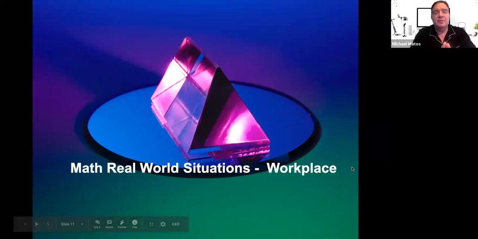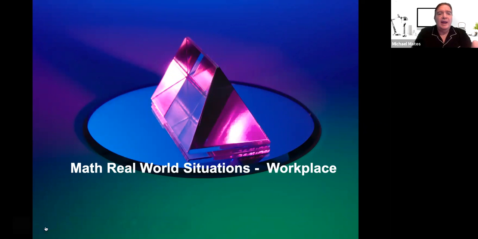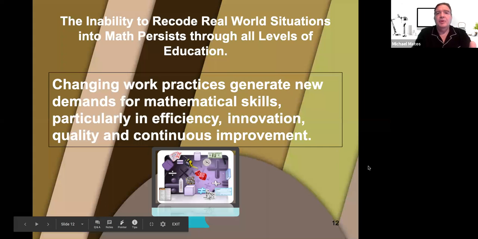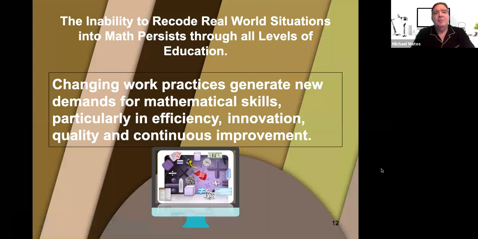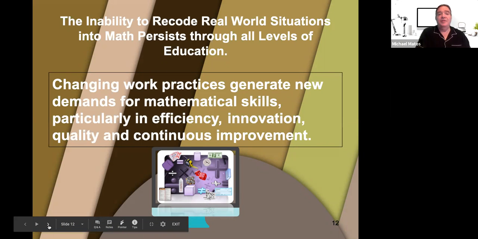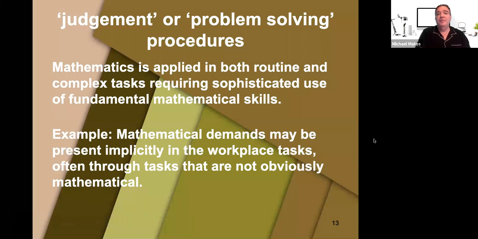So now I'm going to start with some of my examples. My first examples deal with workplace, contextualized, and more. Just a little bit of background on this part. The inability to recode real world situations into math persists through all levels of education, and I'm even talking about those that have higher level degrees. Changing work practices generate new demands for mathematical skills, particularly in efficiency, innovation, quality, and continuous improvement. And that is true in everything, from McDonald's to IBM.